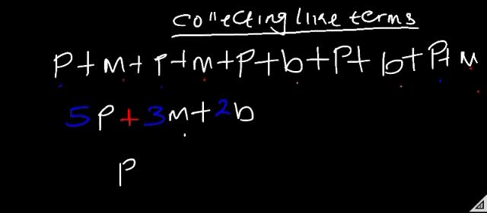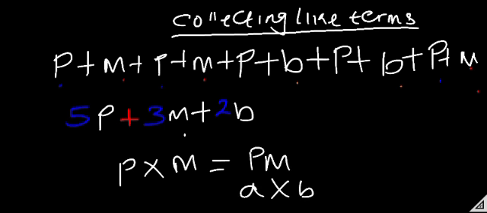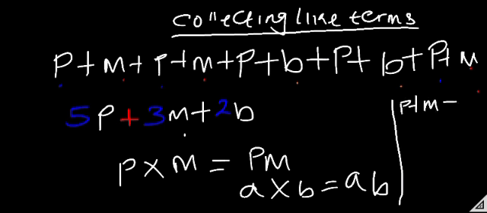For example, when we have P times M, it will be equal to what? PM. A times B will be equal to AB. Why? Because they are multiplying themselves. But if they are not multiplying, you can't have P plus M to be equal to PM. This is very wrong because they are not multiplying. P plus M is P plus M. There is no way you can break it further, right? So that is the simple idea behind it.